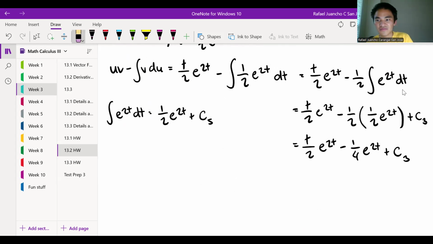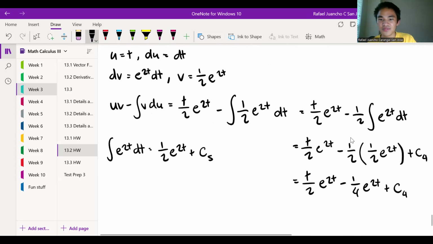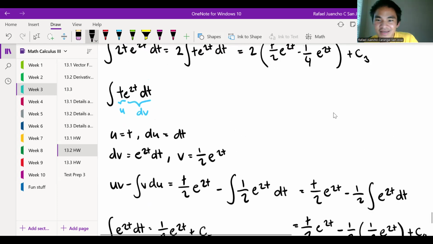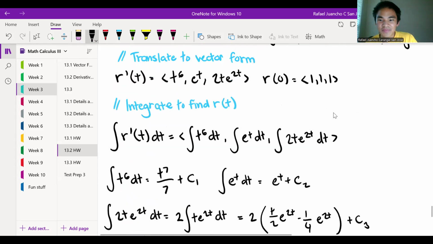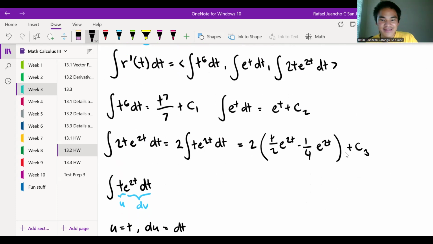No, I can say that's c5, then this is c4. Doesn't matter here. They could be any number, honestly. It could be A, B, C, D, E, F, G. But yeah, so that's how we integrate that thing. And we can still simplify this thing. So we can say this is e to the 2t, t minus 1/2 of e to the 2t plus c3. So we can do that.